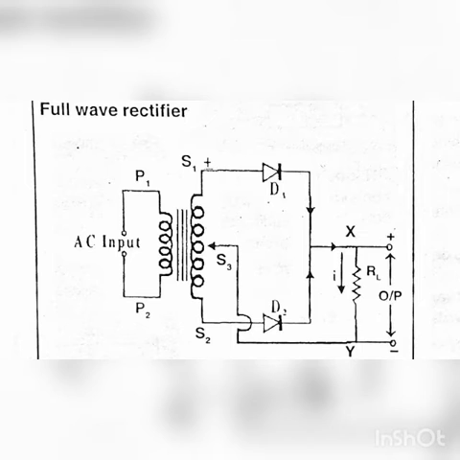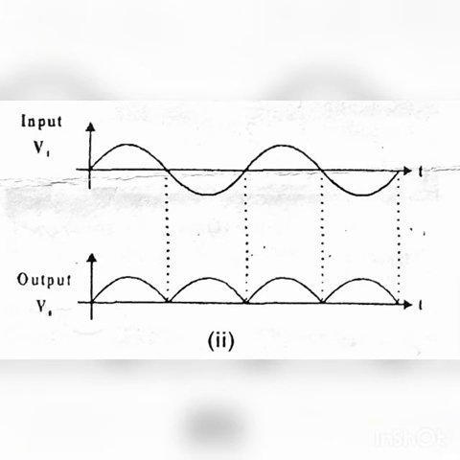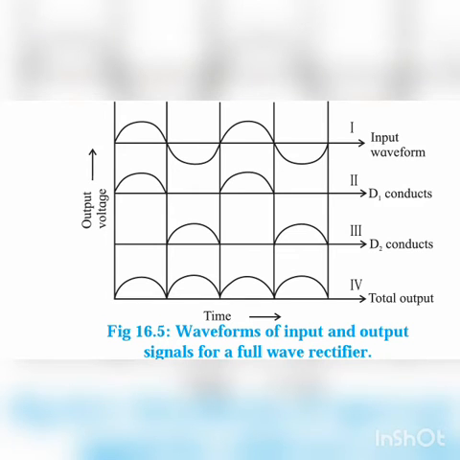This is full wave rectifier diagram. Here two diodes are used, D1 and D2, and we get the output at XY. The input signals are sinusoidal wave and output signals we get as above, as shown in the figure. This is the output and input signals.